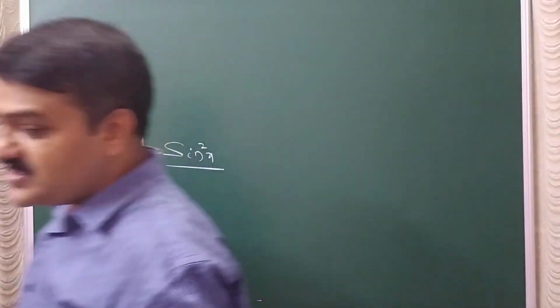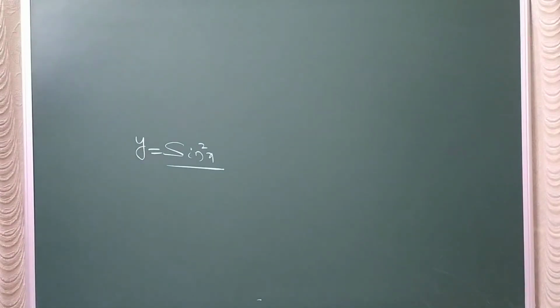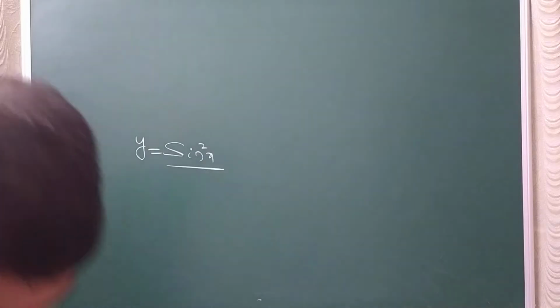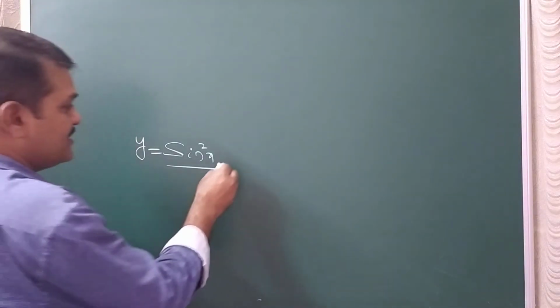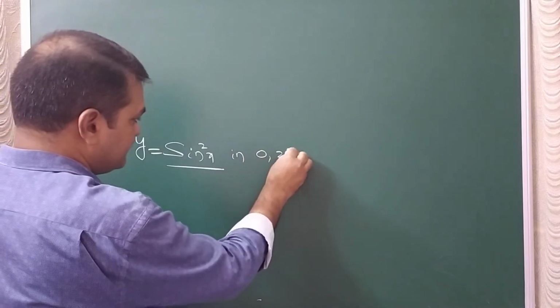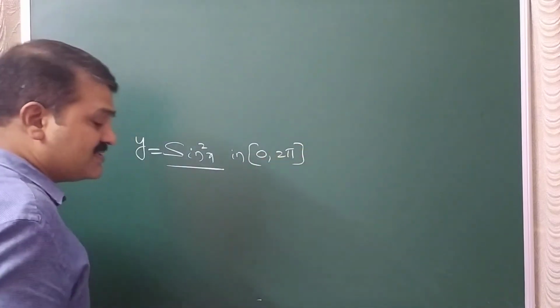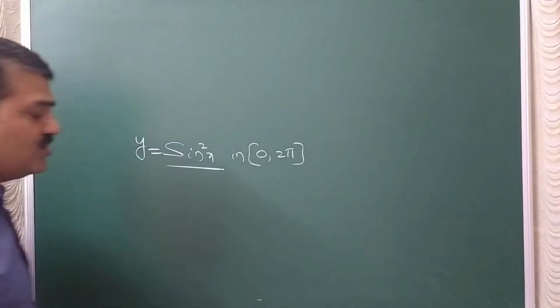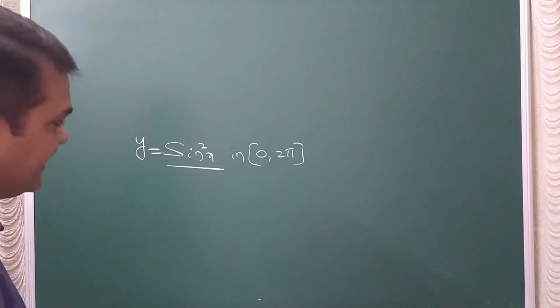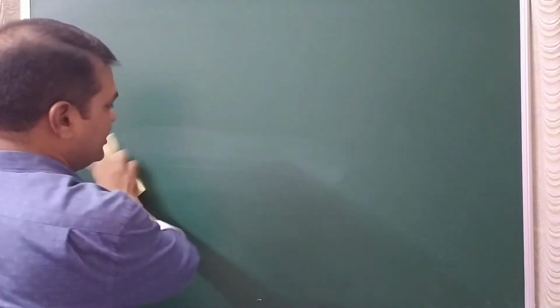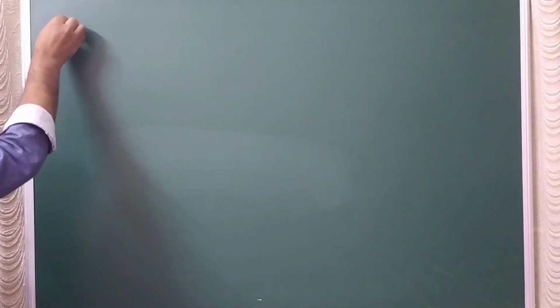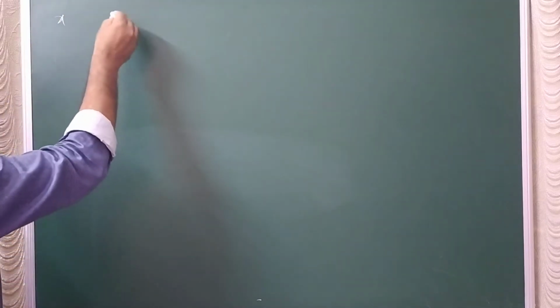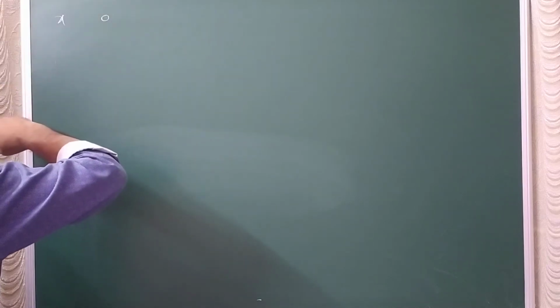Let us try to draw the graph of y is equal to sine square x in the interval 0 to 2 pi. You can take any limits, I am just specifying these limits. You can actually reduce or increase the interval. So y is equal to sine square x. Let us consider the graph of this function between 0 and 2 pi.